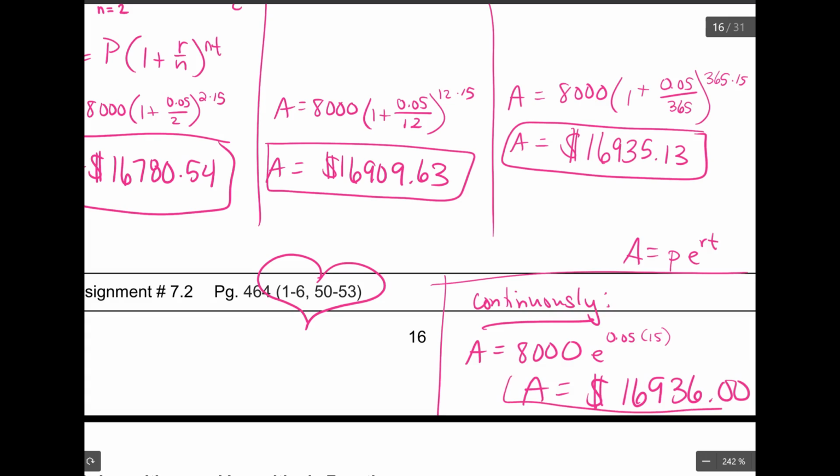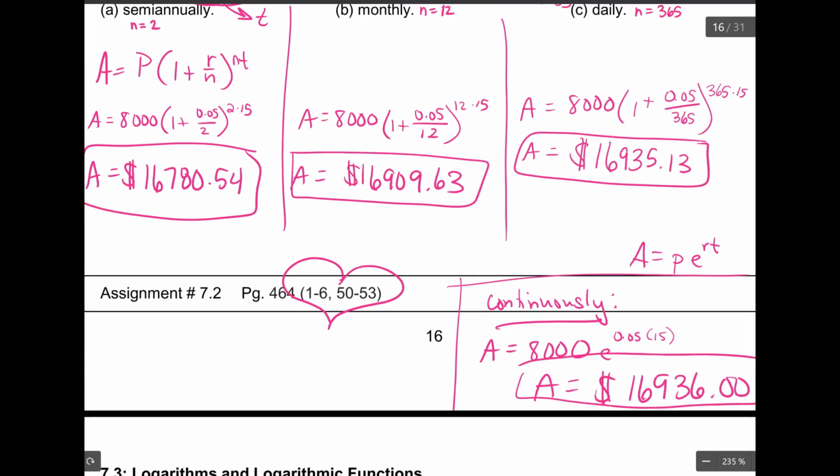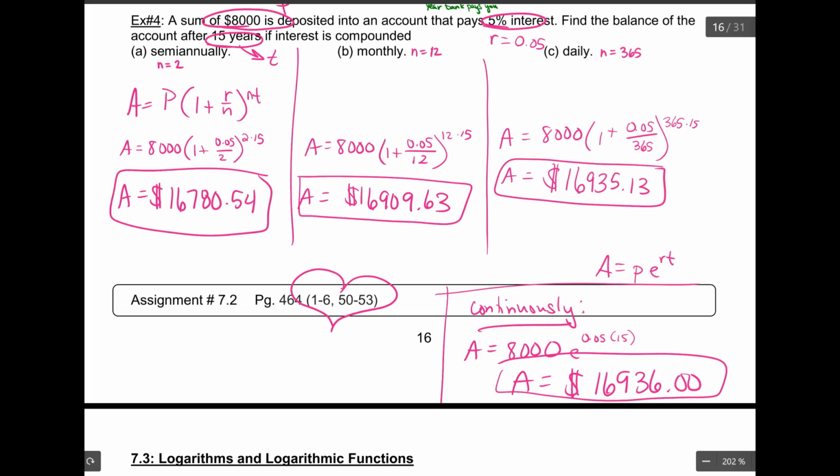$16,936. Cool. So that's it for the lesson.